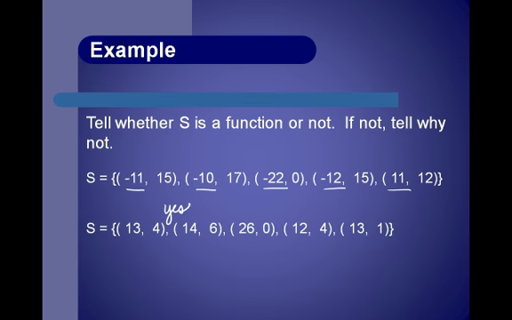This example, looking at the x values, we have 13, 14, 26, 12, and 13. Notice 13 occurred twice. The first time we had a y value of 4, the second time we had a y value of 1. That means this is not a function because every x value did not go to one and only one y value.